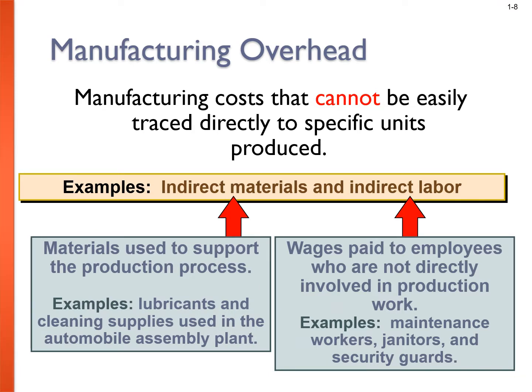Manufacturing overhead are all those other costs that are needed to make the product but cannot be easily traced to that specific product. Indirect materials and indirect labor. I mentioned some of these before. So these are materials used to support the production process, indirect materials. The lubricants and cleaning supplies used in the automobile assembly plant. So you need them. They're materials used, but they're not just for that car. Wages paid to employees who are not directly involved in the production work, like the maintenance workers, janitors, the security guards, the managers.